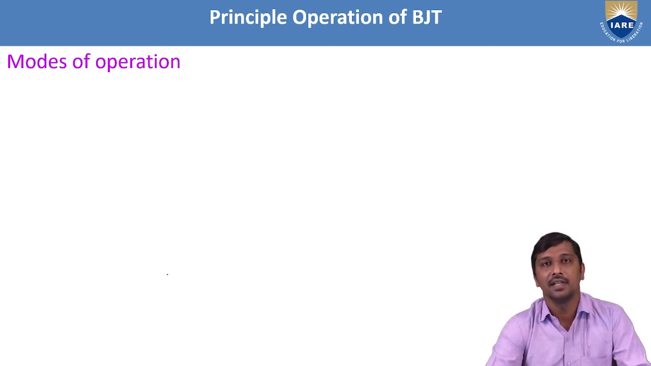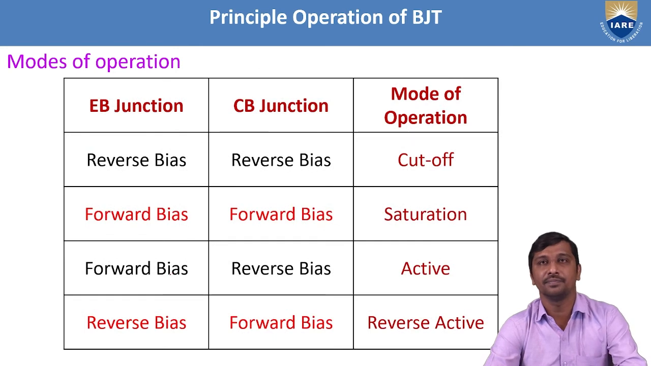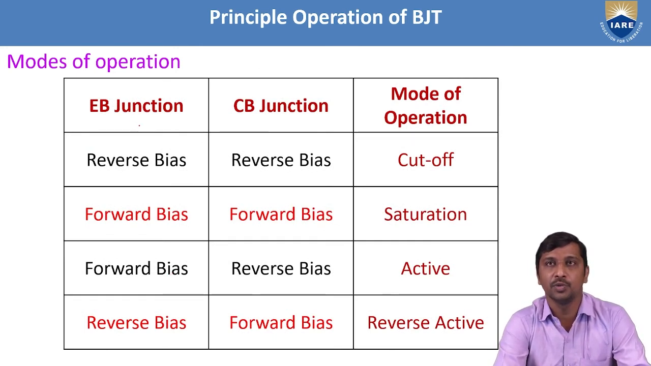Whatever the transistor, either NPN or PNP, based on the junctions we identified it contains two junctions. How we bias these two junctions defines the application of the transistor. Hence, I am going to define these modes of operation. Here I consider the two junctions, the emitter base junction and the collector base junction.